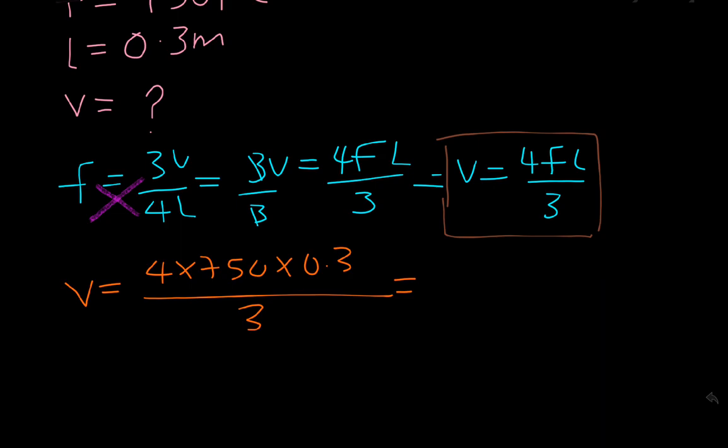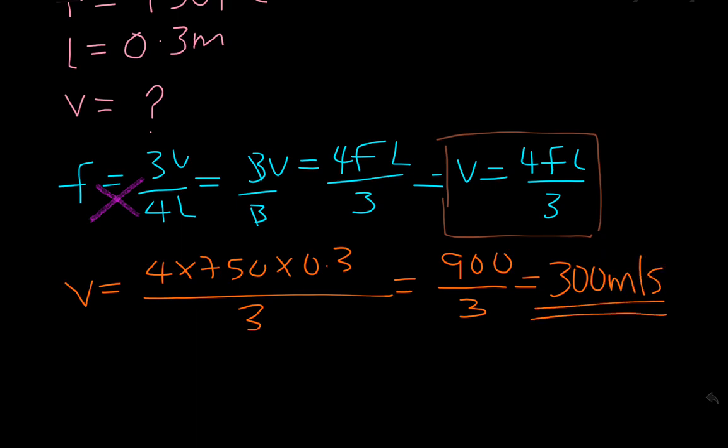If you punch 4 times 750 times 0.3, you arrive at 900, divided by 3. So 900 divided by 3 would give us 300, and this is 300 meters per second as our final answer.